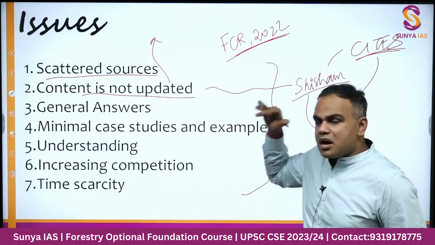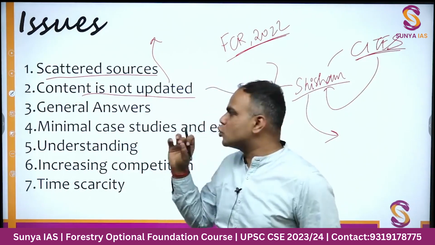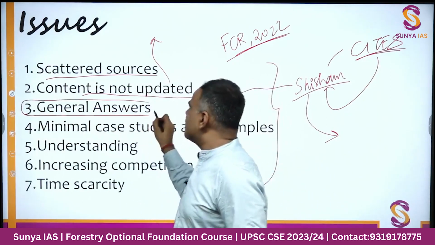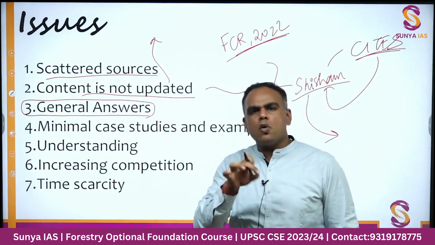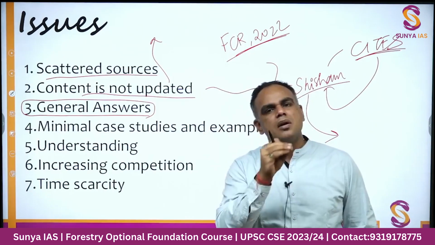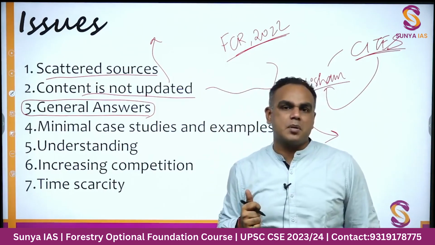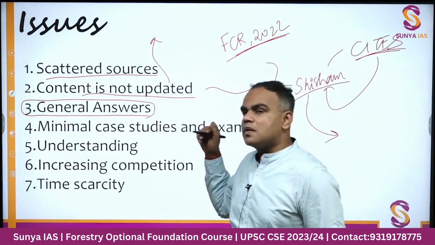And third is one of the most common reasons why people get fewer marks: very generic answers. If the question is on, let's say, ecological succession, they will only write what they've read in basic GS for, let's say, UPSC prelims. But that will not be sufficient.